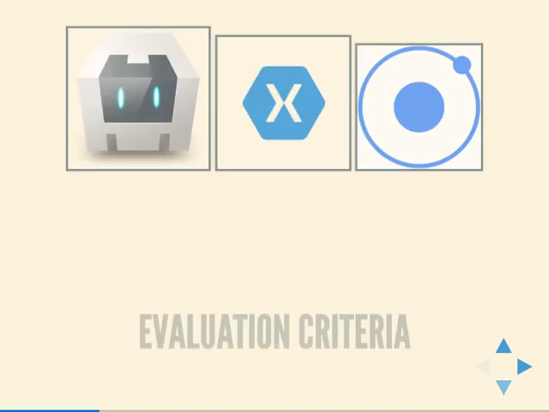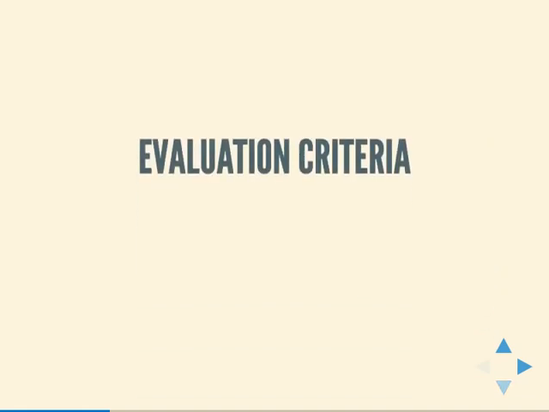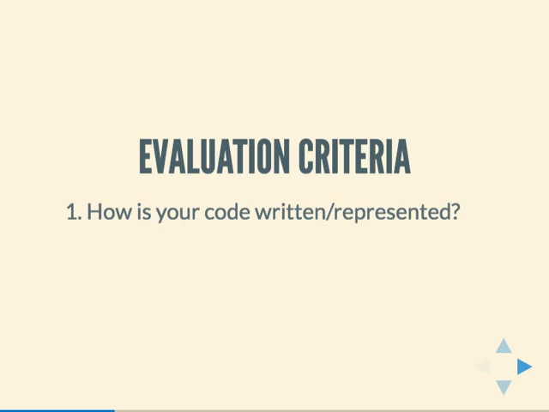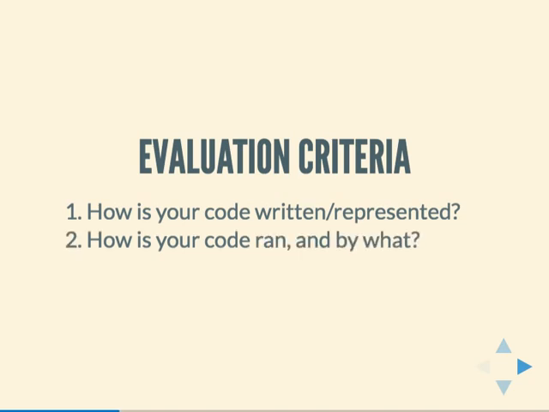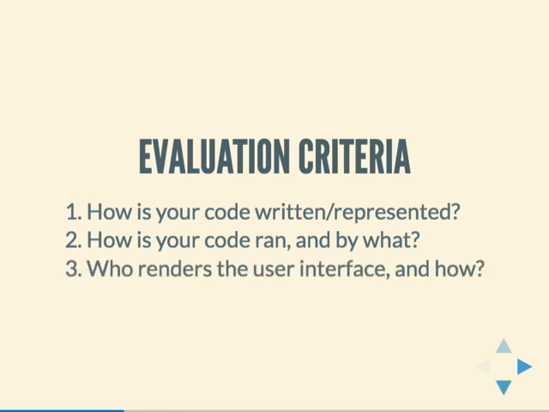So I'm going to take a victim out of all of these, and I'm going to use a couple of evaluation criteria to define how they do business, so to speak. The first criterion is how your code is written or represented. The second one is how your code is run and by what. And at the end, who renders what the user receives, and how do you respond to user events and all of that.